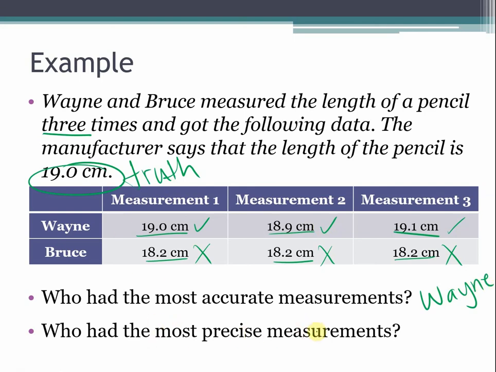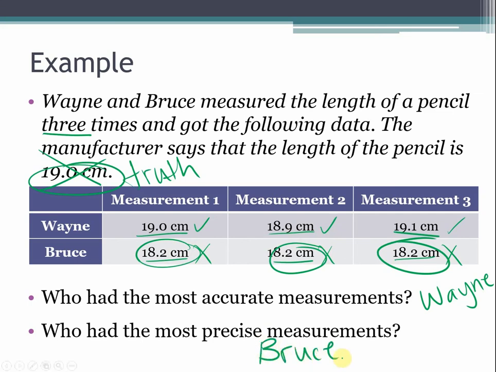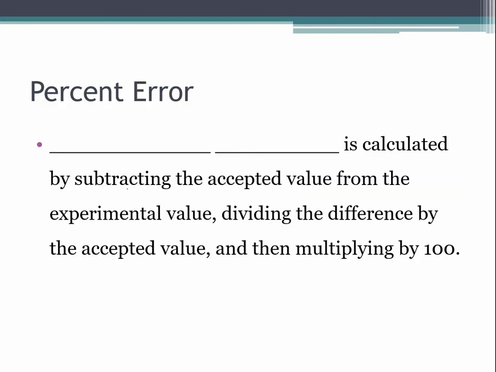The next question says, who had the most precise measurements? Again, we don't even have to know that the pencil was actually 19 centimeters to answer this question, because the precision, the most precise measurements, are just the ones closest to each other. So looking here again, Wayne never got the same number twice, but Bruce, he got the same number all 3 times. He was not doing the right thing, but whatever he was doing he was doing very well. So definitely Bruce had the more precise measurements here. Good job, Bruce.